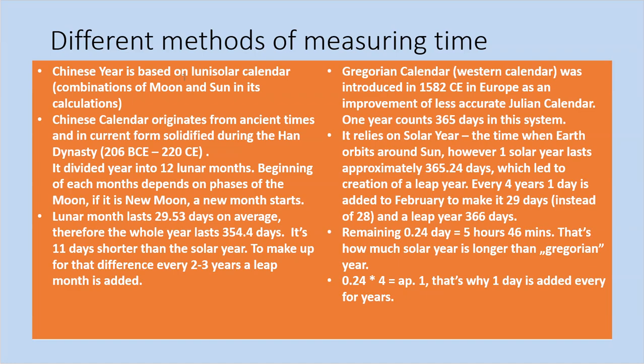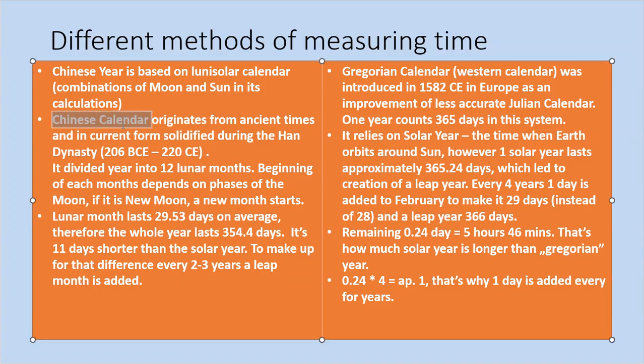Chinese year is based on lunisolar calendar. This is a combination of moon and sun in its calculation. So luna means moon, solar is from sun. So it's not just lunar calendar as some people claim. It's a combination of lunar and solar, coming from moon and sun together.